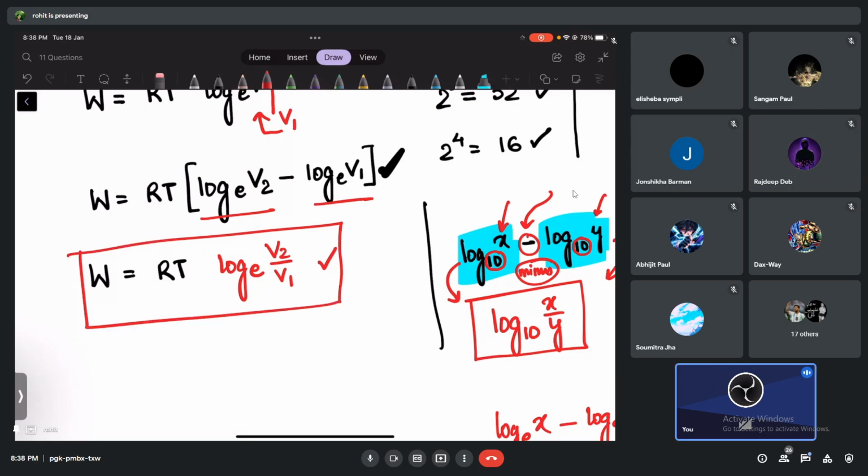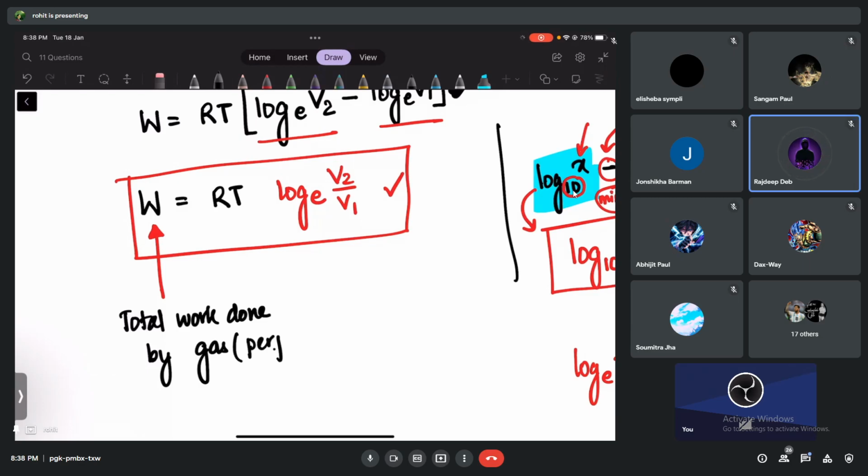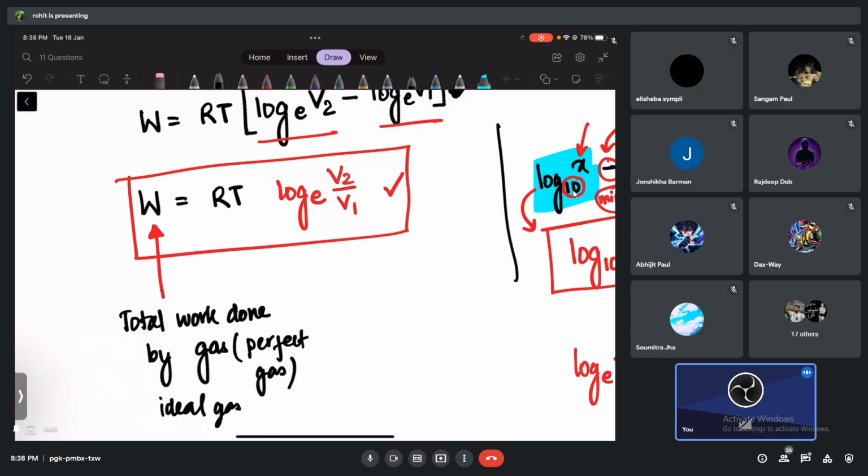So now please read and tell me, what is this w? Properly, if you can tell me, I'll be very happy. This w, think and tell me. Total work done. Very good. Total work done by whom? By a gas. Any type of gas or perfect gas? Yes, perfect gas, ideal gas. Don't stop, continue.